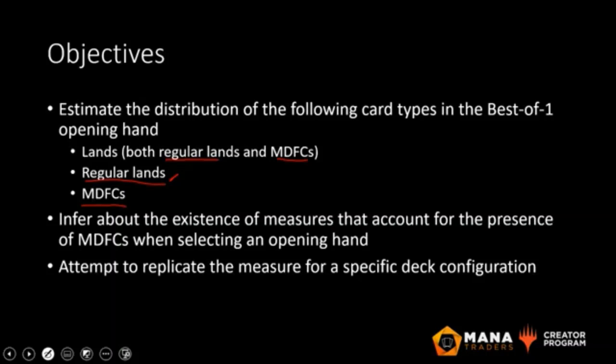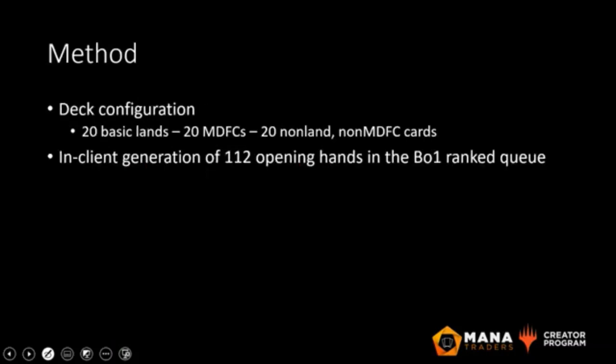Okay, and finally, if we do discover that there is a measure, or there is a way that the hand selector is making sure to account for modal double-faced cards, we want to replicate this measure, or we want to consider if it's possible to replicate this measure for a specific deck configuration. All right, so what did we do?